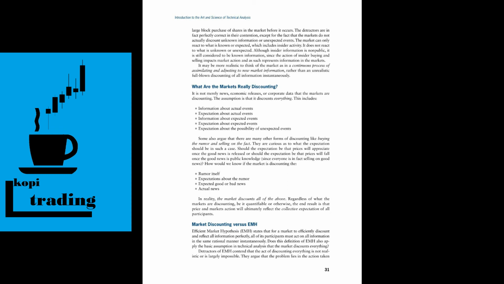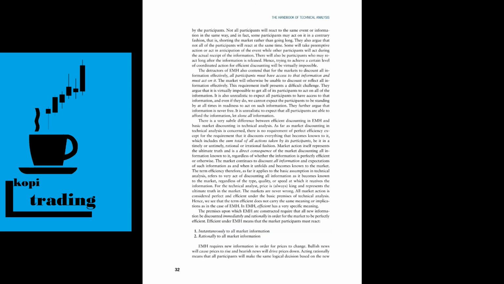Efficient market hypothesis. EMH states that for a market to efficiently discount and reflect all information perfectly, all of its participants must act on all information in the same rational manner instantaneously. Does this definition of EMH also apply to the basic assumption in technical analysis that the market discounts everything? Detractors of EMH contend that the act of discounting everything is not realistic or is largely impossible. They argue that the problem lies in the action taken.